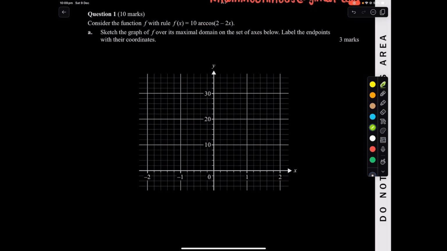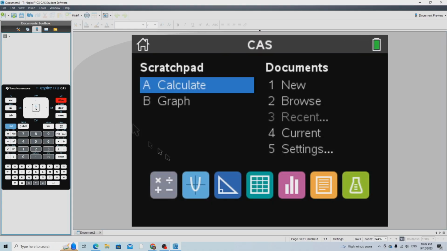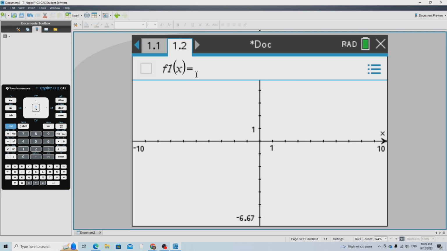Question 1. Consider the function f with this rule. Sketch a graph of f over its maximal domain on the set of axes below. Label the endpoints with their coordinates. Very, very easy. Now, I just used your calculator to pretty much graph this. So let's do that. So it is 10 arccos(2 minus 2x).